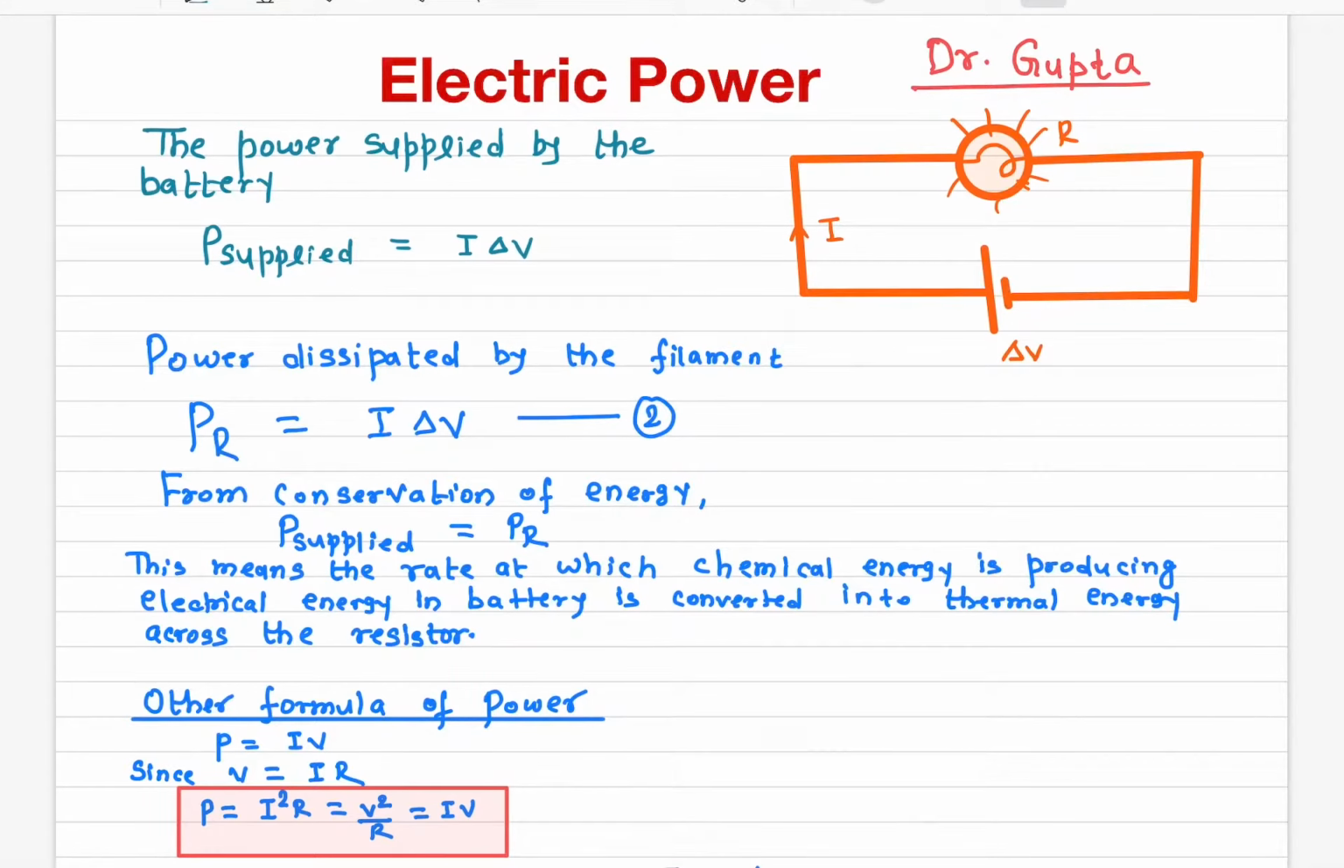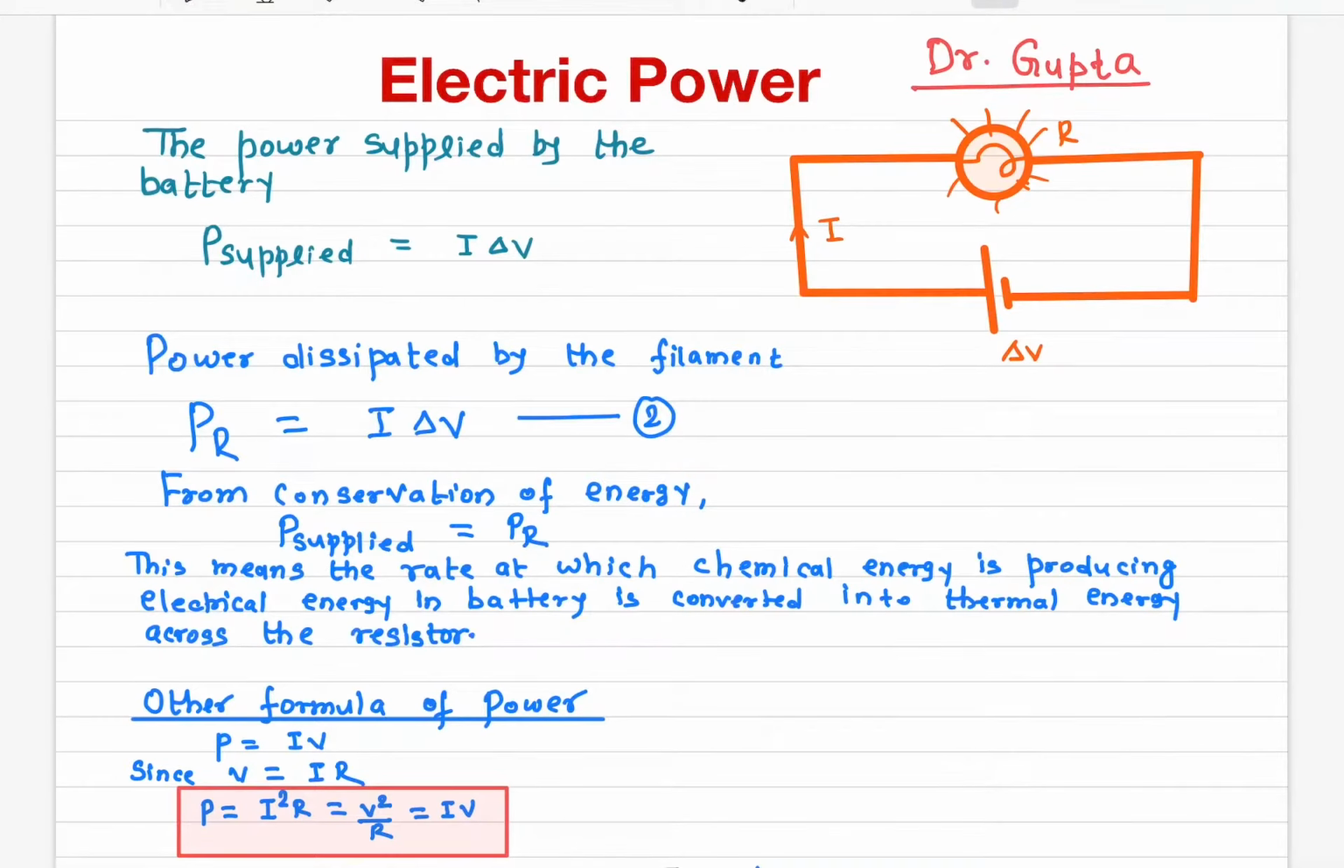In this video, I'll talk about the relationship between the power supplied by a battery, the voltage, the current, and the resistance. Or if you have to calculate how much power is dissipated by a light bulb or by any resistor. So I'm going to talk about that relationship here.